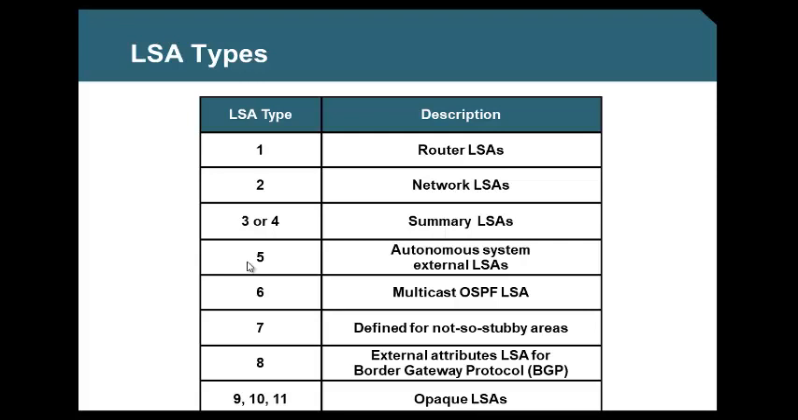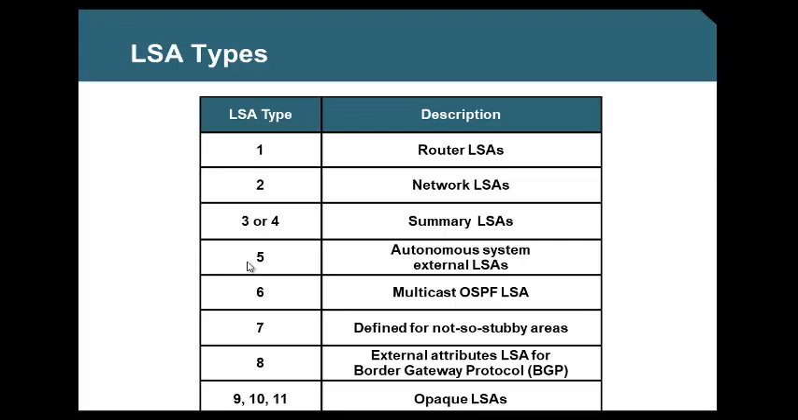Type 4 LSA also originates from the ABR. That is why type 4 is also called summary LSA. Both type 3 and type 4 come only from the ABR. That is why the name is given as summary LSA. But both are not carrying the same information. I didn't finish, wait. Let me finish.